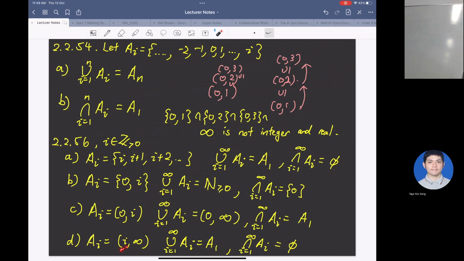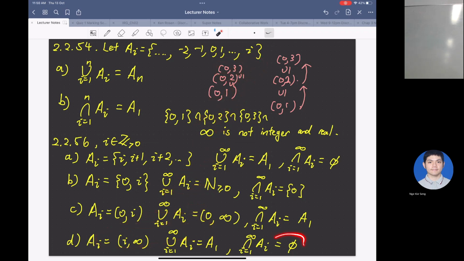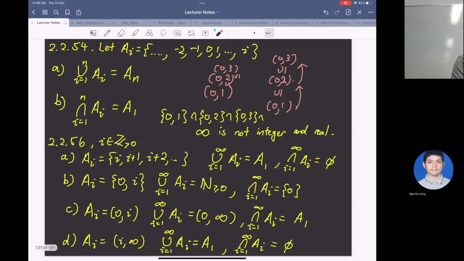How about this one? This one is going the other end, so getting smaller, smaller, smaller. If you take the union, you will get the largest one. If you take the intersection, you get the smallest, which is empty because you can't reach infinity. This one also cannot. This is an open interval, so it doesn't have infinity.